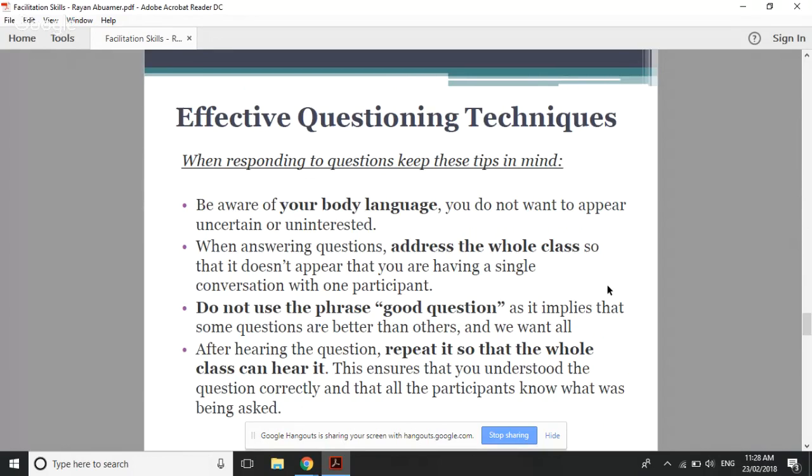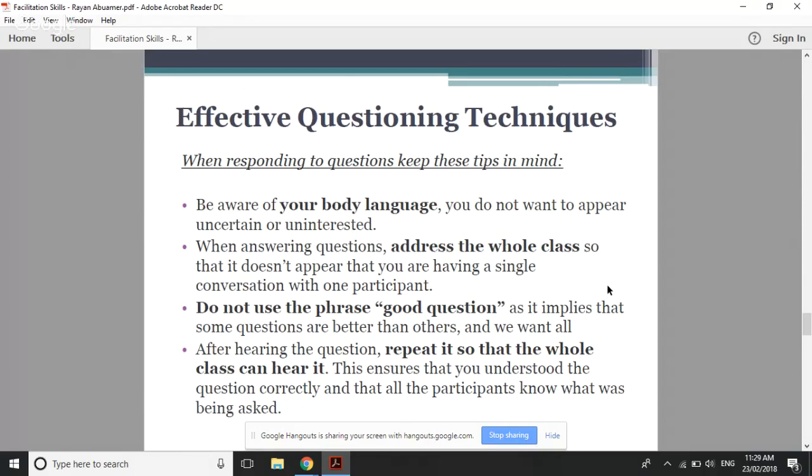When responding to questions, keep these tips in mind. Be aware of your body language. I mean, when you are responding to different questions, you need to focus on your body language. We mentioned this earlier. Address the whole class. For example, if someone asked you a question, after giving eye contact and getting closer to this person, when you want to answer, you don't answer one to one. You answer as if you are answering the whole class, so all the attendees or participants feel involved in this question.